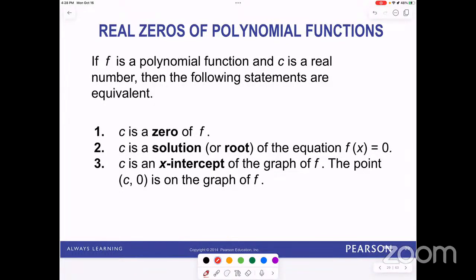But the main takeaway here is that these three phrases can be used interchangeably. So whenever you hear me talking about the x-intercept, that's the same as saying find the solution of the equation f of x equals 0, find the solution or root. But then that's the same as saying find the 0 of the function, right? So all three of these phrases and concepts can be used interchangeably.